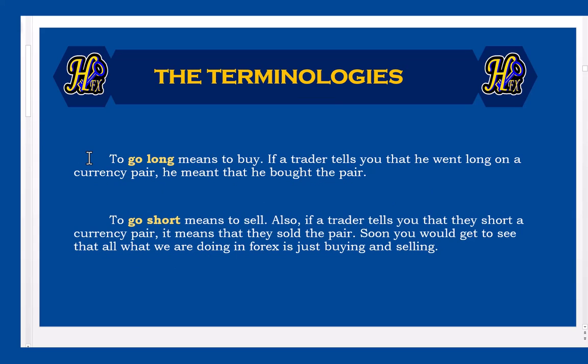Now, one of the terminologies is to go long. If a trader tells you that he went long on a currency pair, he meant that he bought the pair. So go long means to buy, and then the opposite is to go short. So go short also means to sell. Also, if a trader tells you that they shorted a currency pair, it means they sold the pair. Soon you get to see that all we are doing in Forex is just buying and selling. So in Forex trading, we are just going long or going short. That is the only two things we are doing in trading.